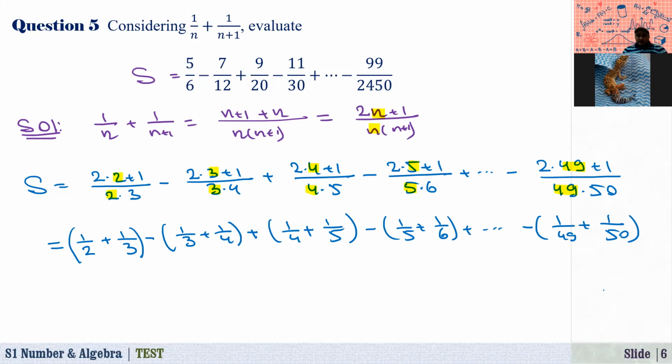That's it. So now if you open the parentheses, what do we have here? Here we have 1 over 2 plus 1 over 3.